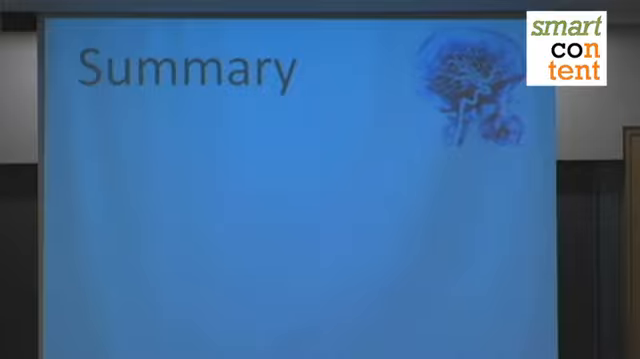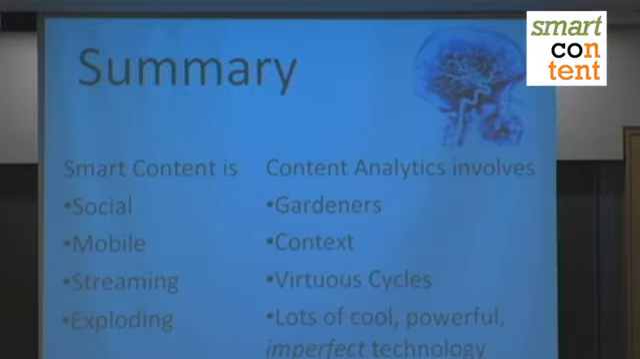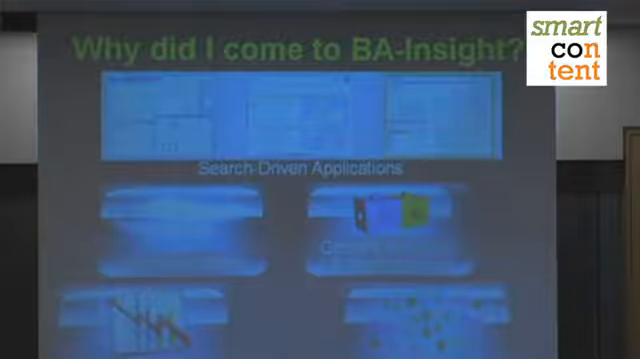So let me just summarize. First of all, smart content. These may be motherhood, but they're quite real. It's social, mobile, streaming, and exploding. And content analytics needs gardeners, it needs context, it needs virtuous cycles, and there is lots of exciting, interesting technology that's changing constantly. Just remember that it's imperfect and embrace that.